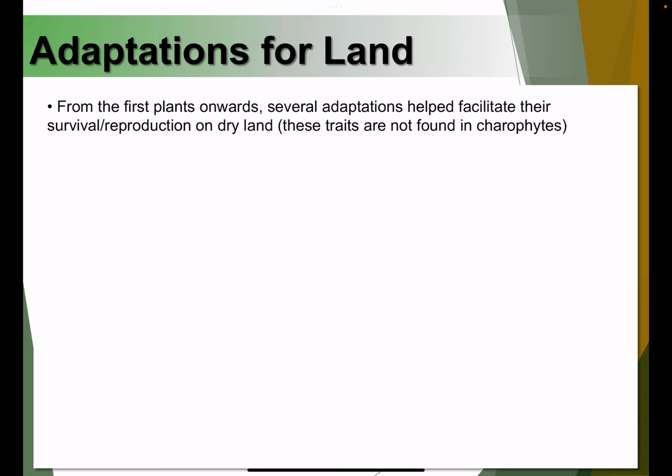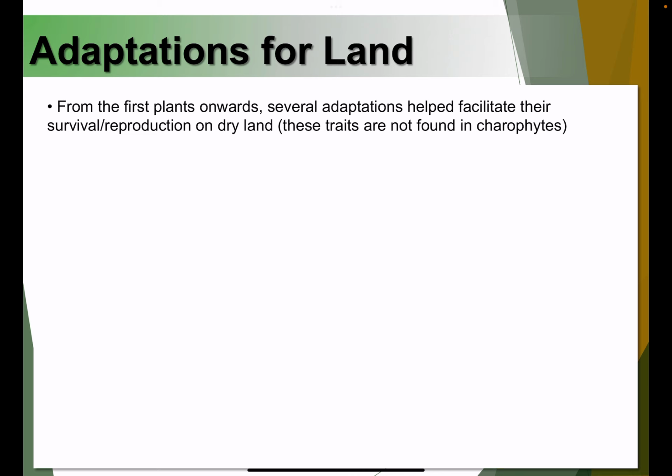Hence, as plants diversified, new adaptations enabled their living on land, and we'll talk about each of these next. From the first plants onwards, several adaptations help facilitate their survival and reproduction on dry land. Because remember, we said that in order for natural selection, or evolution, to occur, we have to have survival of the particular plants and traits, and then those plants or organisms have to be able to reproduce. So now we're going to talk about adaptations to help them survive and reproduce on dry land.